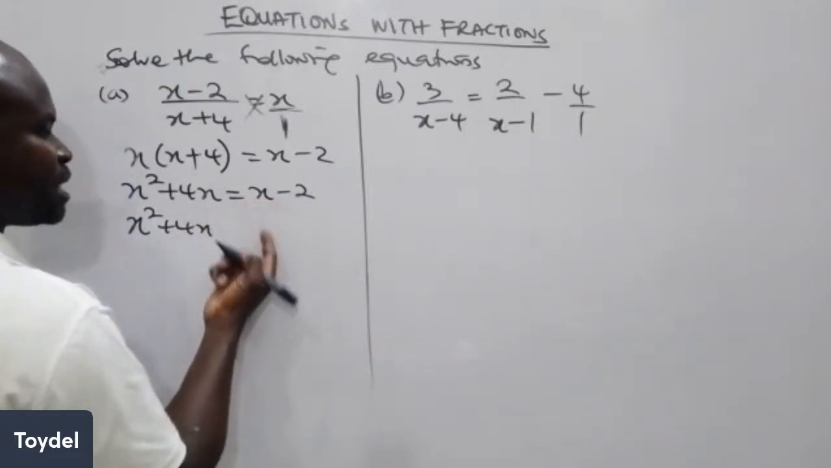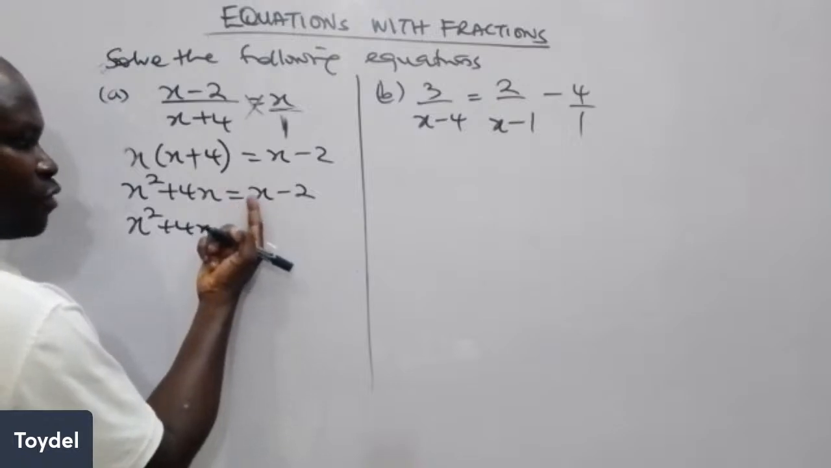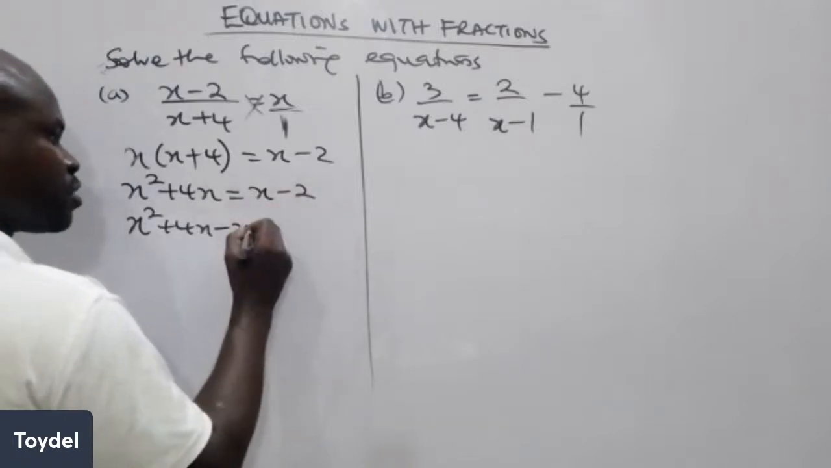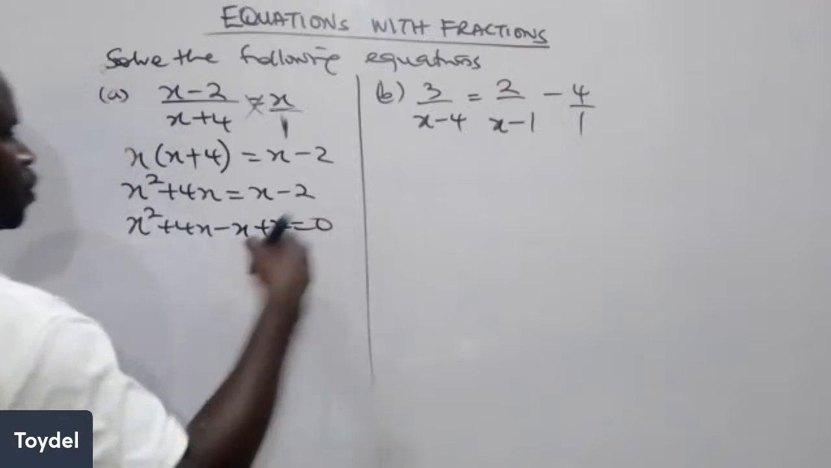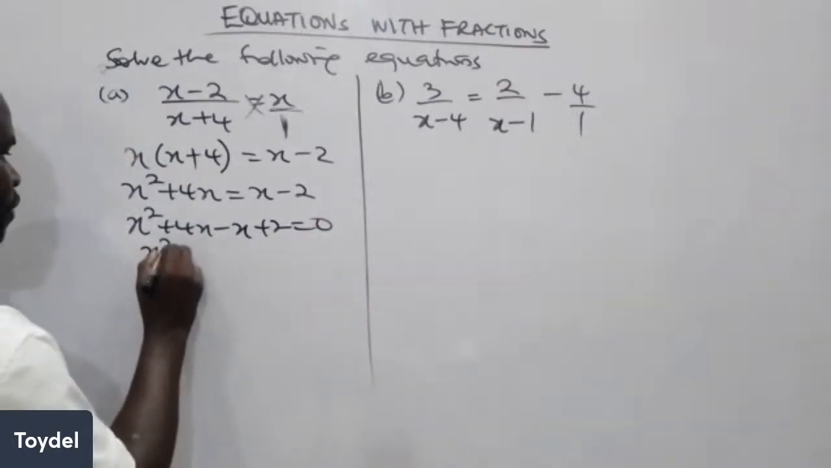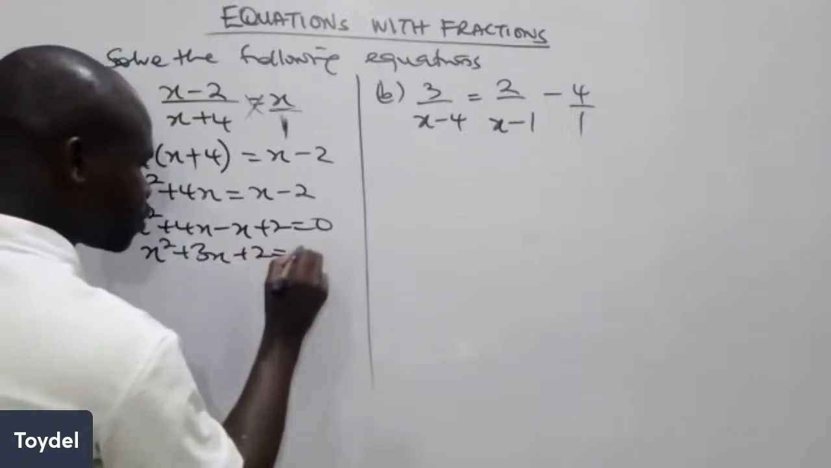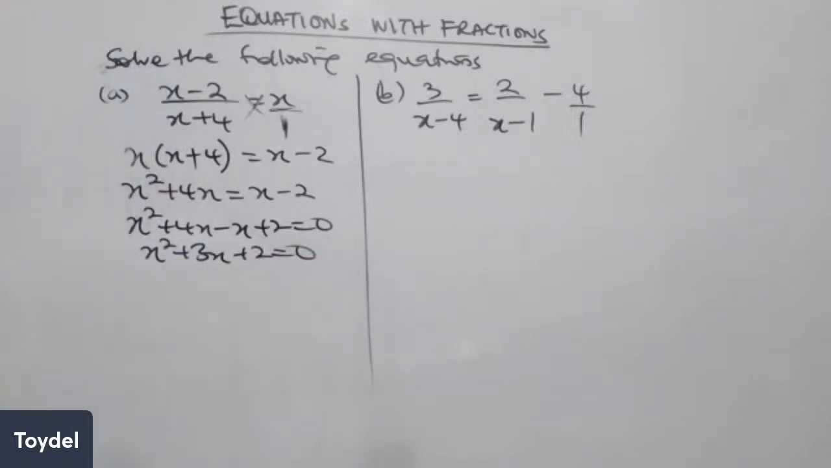This is plus x here. By the time it crosses this equality sign, we change from plus to minus. So I have minus x, then minus 2 becomes plus 2, equal to 0. So we have x squared plus 4x minus x, 3x, plus 2 equal to 0. At this point, we've gotten the quadratic equation, that is, the power of x is raised to power 2. So it's a quadratic equation.